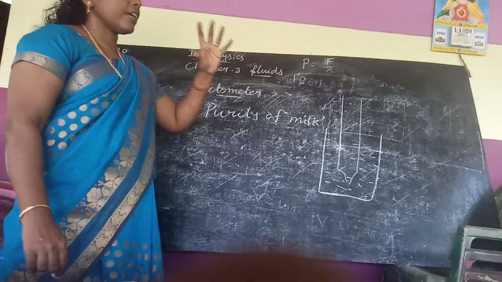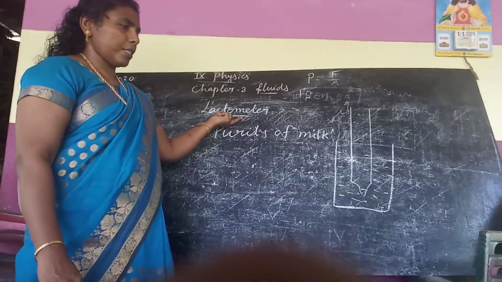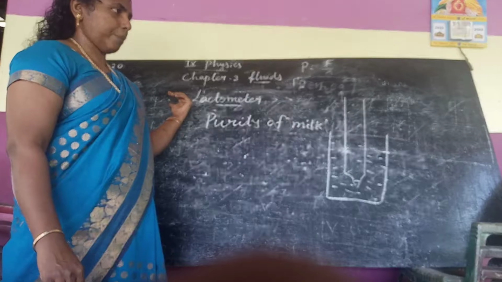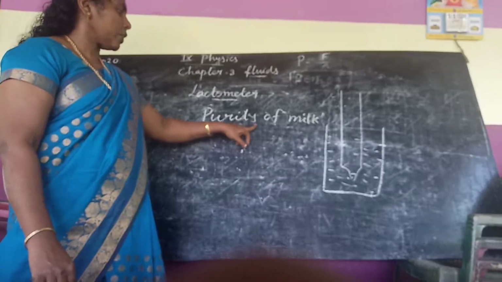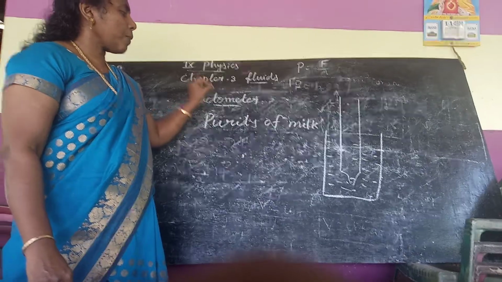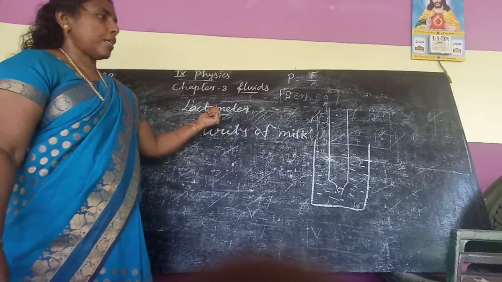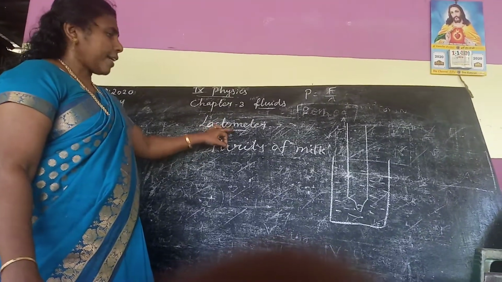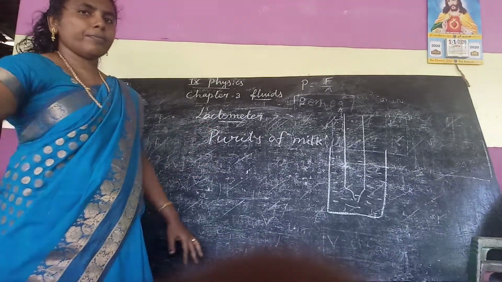So to find the purity of milk, which instrument is used? Lactometer. To find the relative density of a liquid, which instrument is used? Hydrometer. Purity of milk, which instrument? Lactometer. That's a one-word question: the dash instrument is used to find the purity of milk. Which one? Lactometer. Now we can study the construction of a lactometer and how it works.